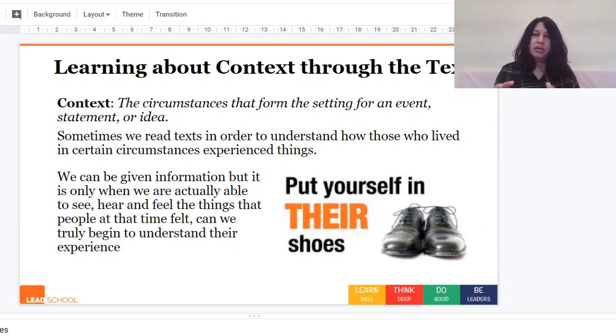And even though we have never lived through apartheid, we will never live through apartheid, hopefully, through reading books by people who have actually lived through that time period, we can understand what it was like. So this is why it says here, put yourself in their shoes. So you can actually put yourself in people's shoes when you read a text written by them and kind of try and identify with them, empathize with them, and put yourself in their place.